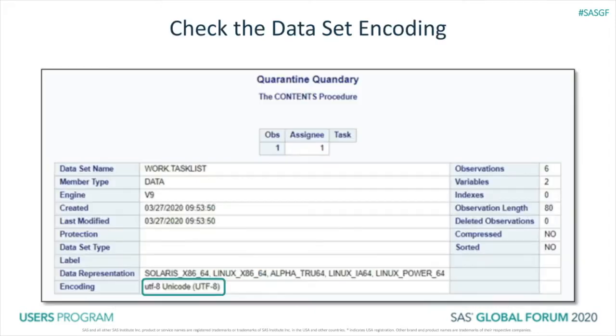Well, I want to do some debugging on this. I'll run proc contents and check things out. The data set encoding is UTF-8. That matches my SAS session encoding. And by the way, I'm using UTF-8 for all of my SAS sessions that I'm demoing today. So UTF-8 is my data set encoding, but unfortunately the data inside my data set is not UTF-8.